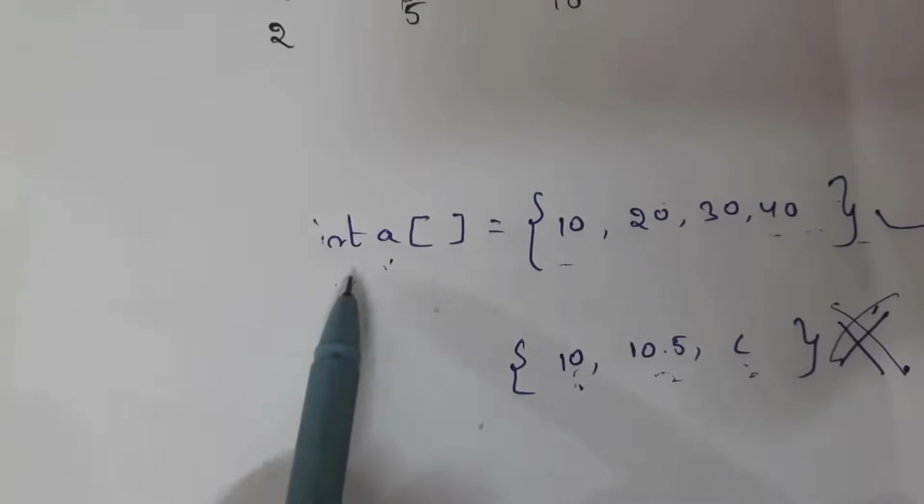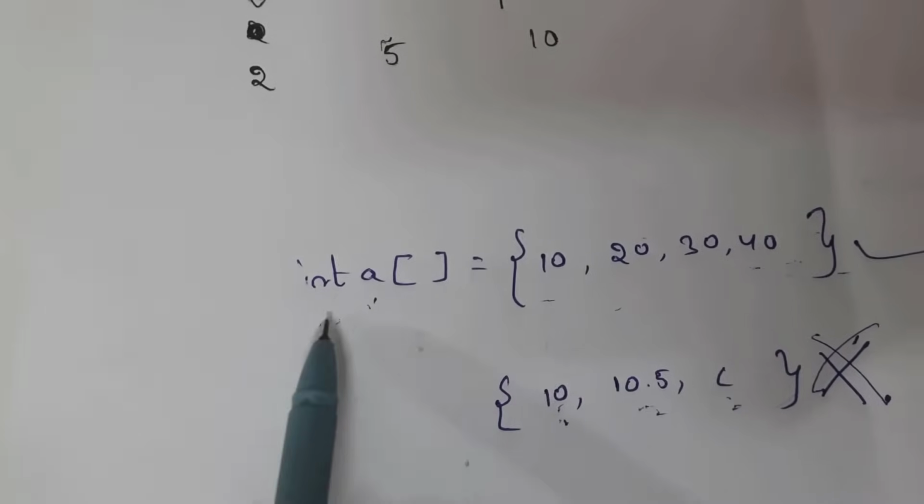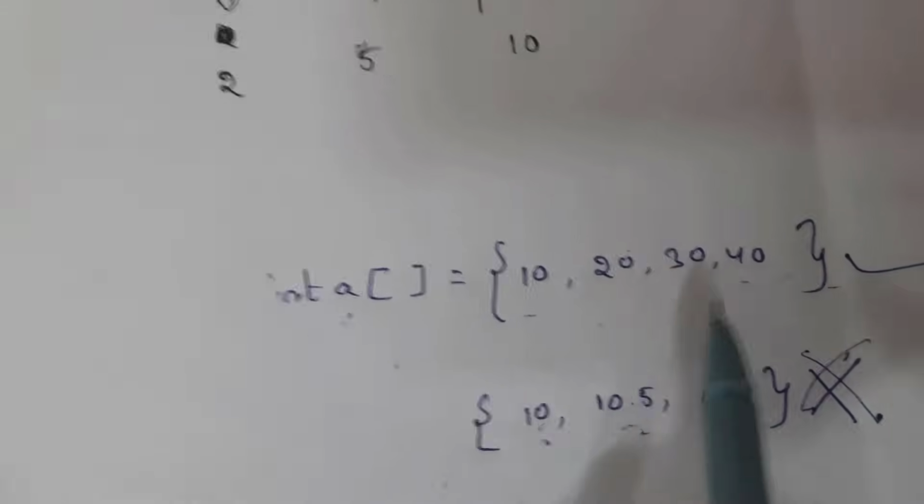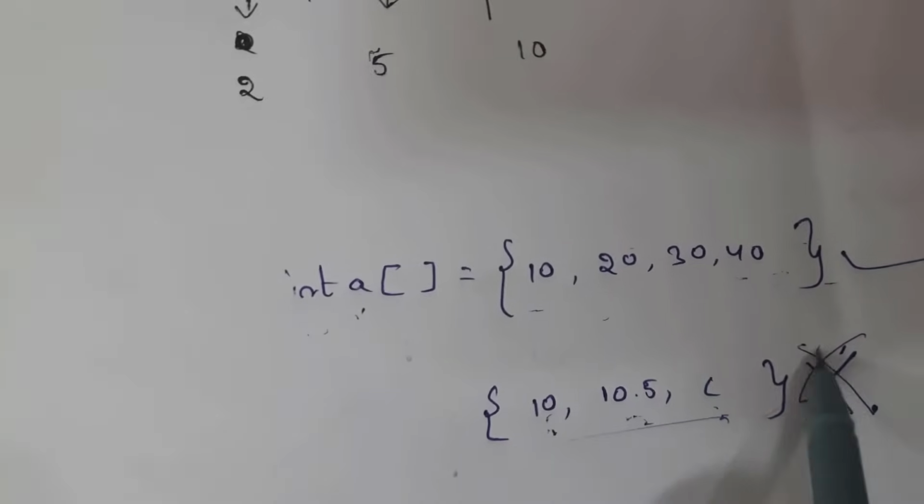So if I declare here float, I need to take only float elements. If I declare here character, I should take only character elements. And if I take here integer, I should take only integer elements. I should not declare mixed type of elements in an array.